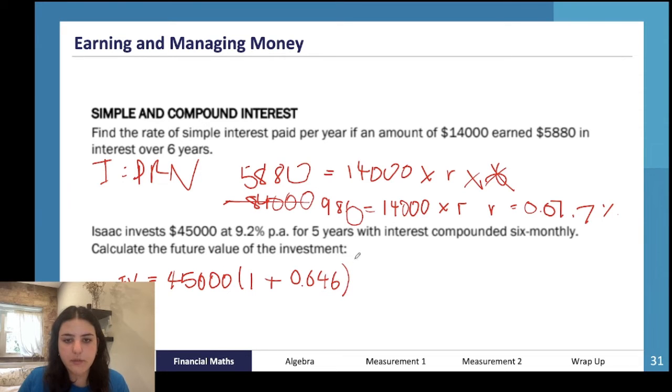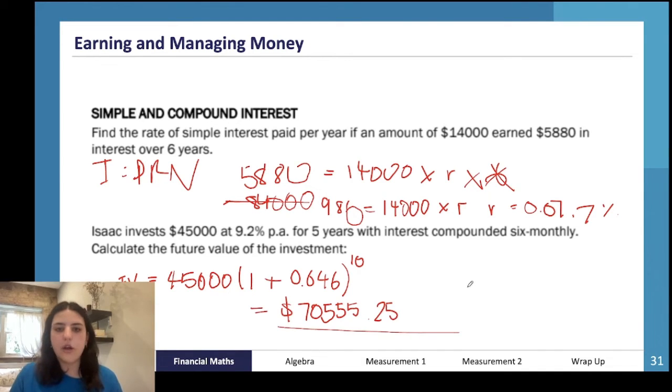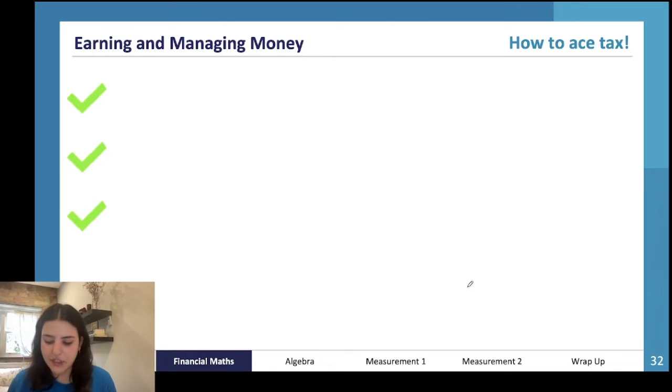And then it's twice a year for 5 years, so it's 10 time periods. So 45,000 times 1 plus 0.046, close brackets, to the power of 10. This investment is going to be worth $70,555.25. Okay, that is earning and managing money and how to ace our tax and interest questions all wrapped up.